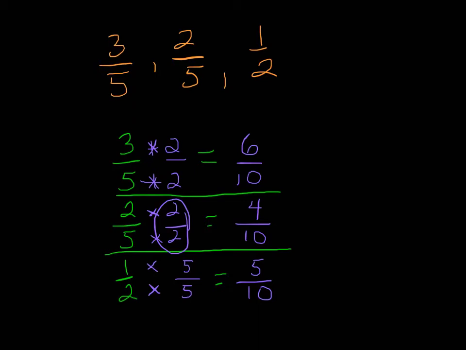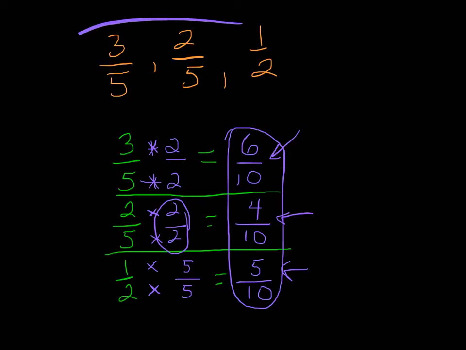Now look at what we have just done. We have just made it very easy for us to look at the size of these fractions to order these from the least to the greatest. Now also be careful that when you list these, you don't list them as 6/10, 4/10, and 5/10 in your answer itself, because remember, you were asked 3/5, 2/5, and 1/2 up here at the top.